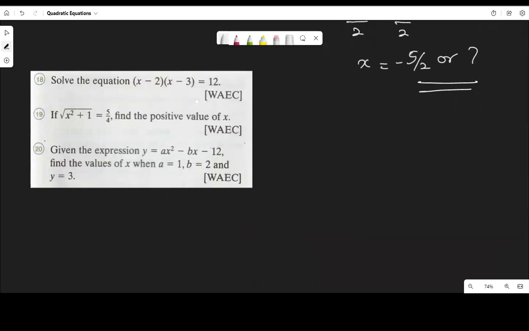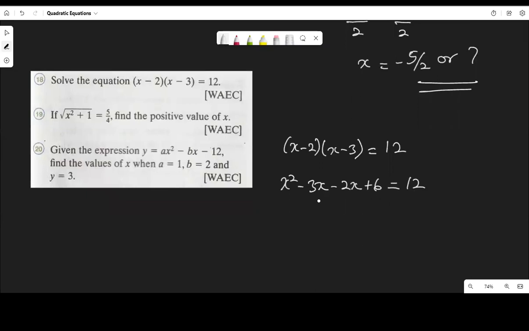So 18 says solve the equation s minus 2 times s minus 3 equal to 12. First of all, we need to expand this expression here. S times s is s squared. S times negative 3 is negative 3s. Negative 2 times s is negative 2s. Then negative times negative is positive, 2 times 3 is 6, equal to 12.